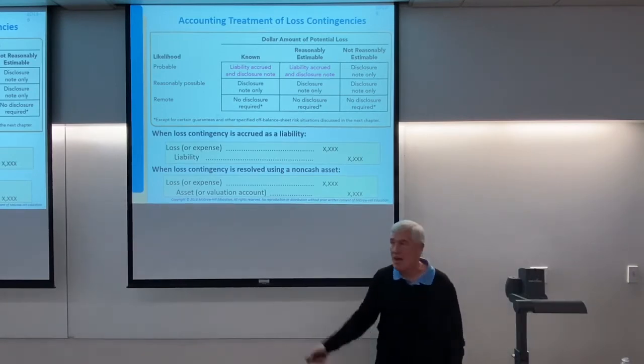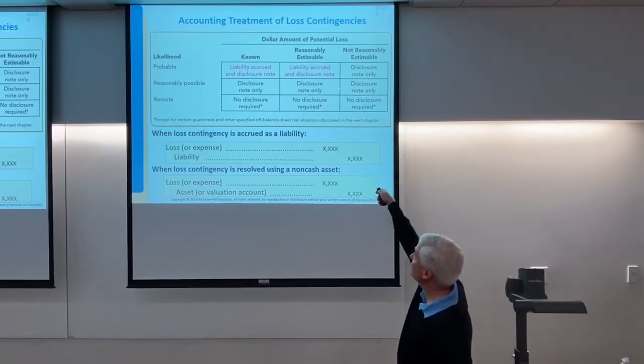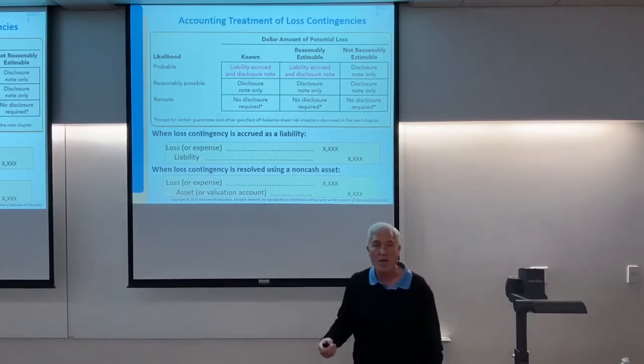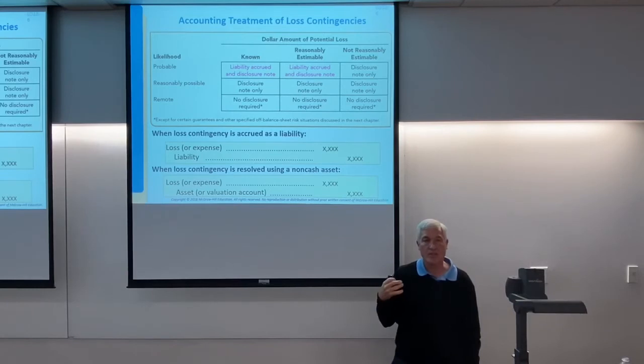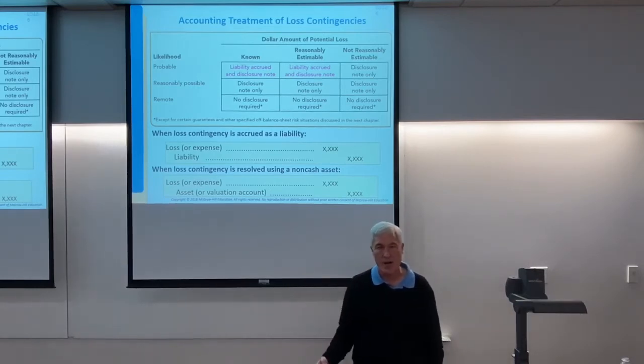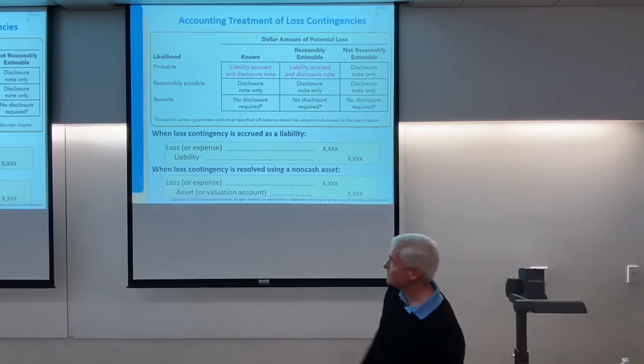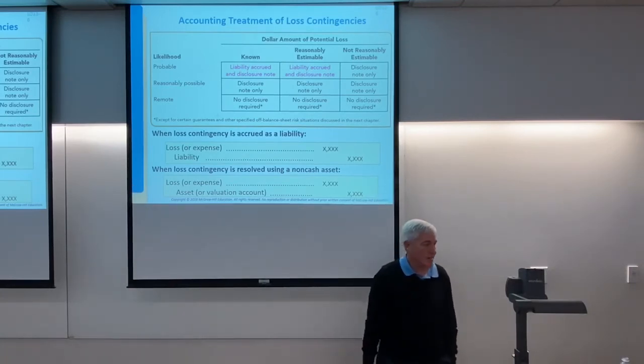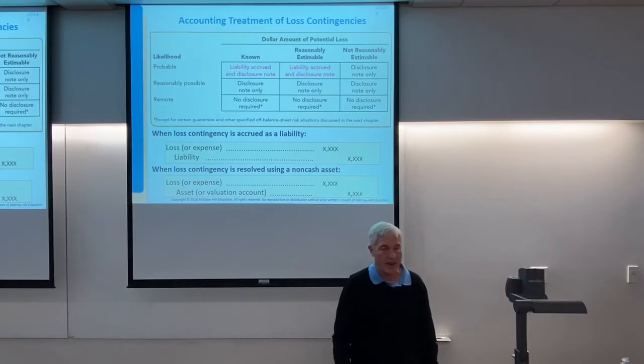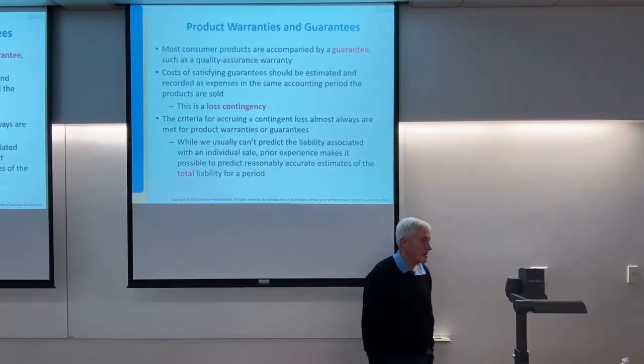If it's reasonably possible, disclosure. No, you do not record a journal entry if the item is reasonably possible. Again, stuff you have to memorize. If it's remote, you do nothing. So hopefully that's, again, something you're just going to have to memorize. You will see this on the exam.